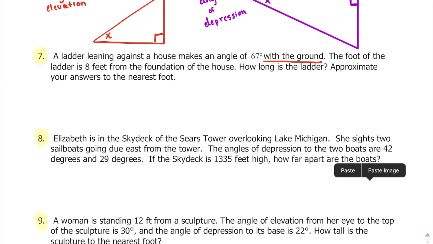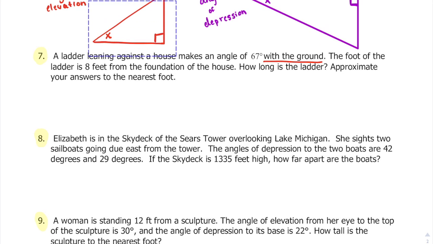So we start with the first question. It says, a ladder leaning against the house makes an angle of 67 degrees with the ground. So the angle is on the ground. It is an angle of elevation. The foot of the ladder is 8 feet from the foundation of the house. That's the bottom of the house. How long is the ladder? Approximate your answers to the nearest foot.